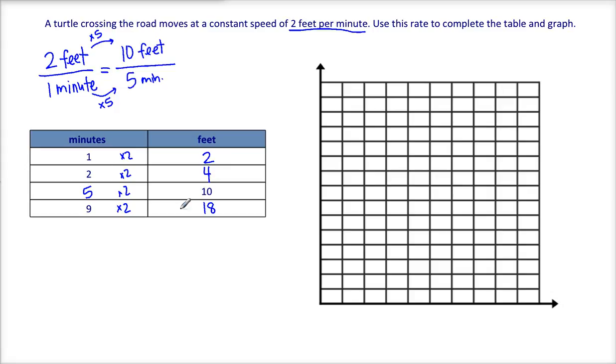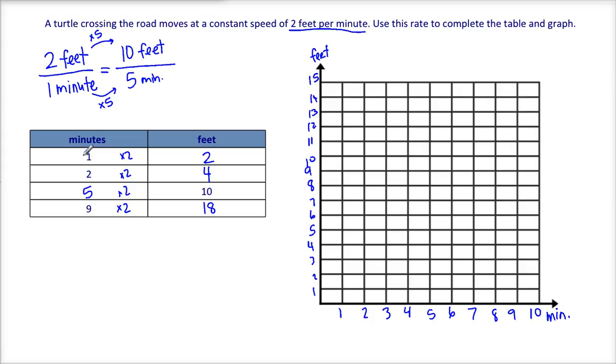Now that we have the table done, let's fill in our graph. So minutes is going to be our x column. We always want time to be on the x column. So let's label this. And then feet is in the y column, so feet is this axis. And now we can use the information from the table to find points and make a line.